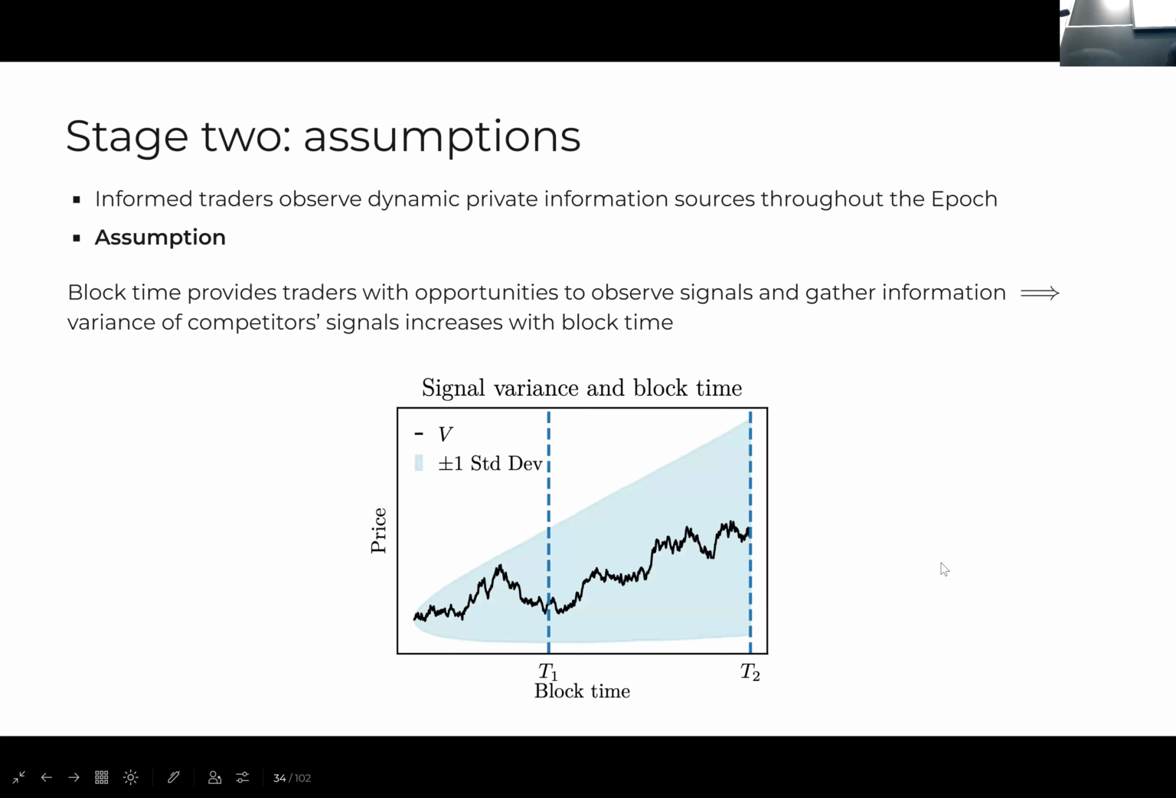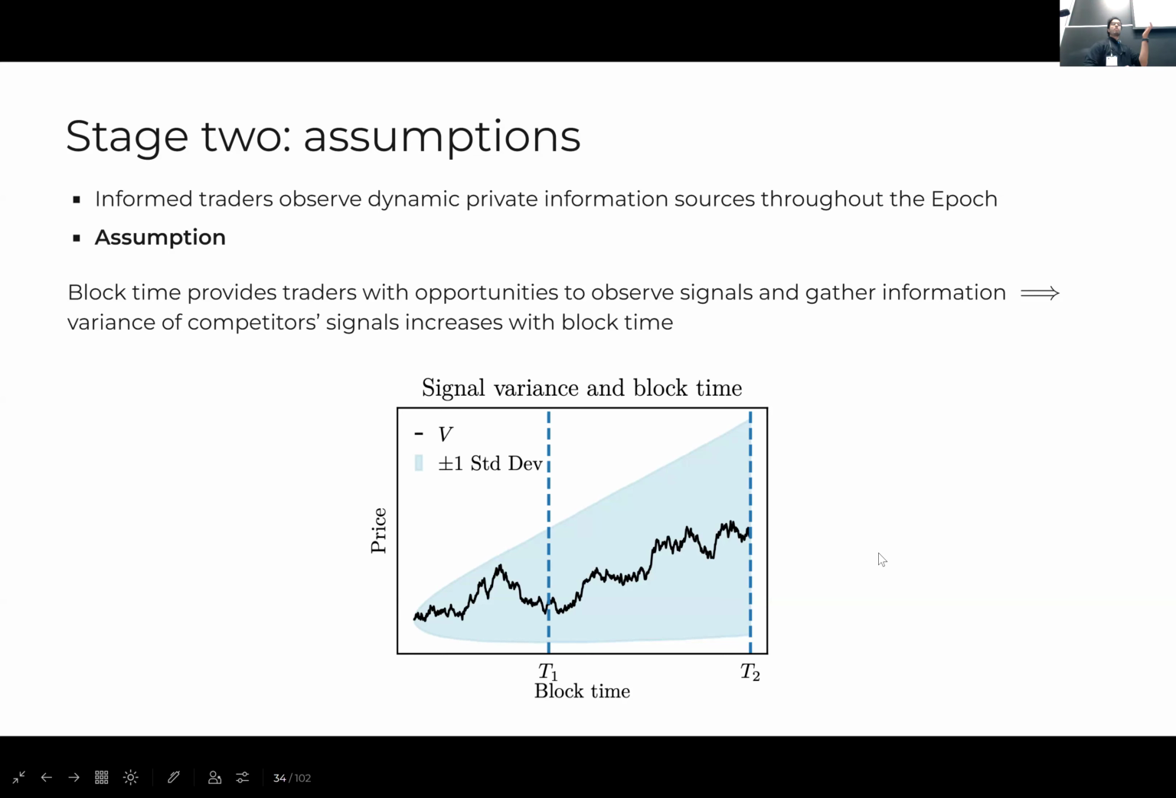I'm making some assumptions. First, that informed traders are observing some kind of dynamic signal. Each of them has their own private source of information. And my assumption is that from the perspective of me as an informed trader, the variance of the signals of other traders is evolving with time. So as block time gets longer and longer, the variance of the signal at the end of block time will be larger. This is a picture to illustrate this.